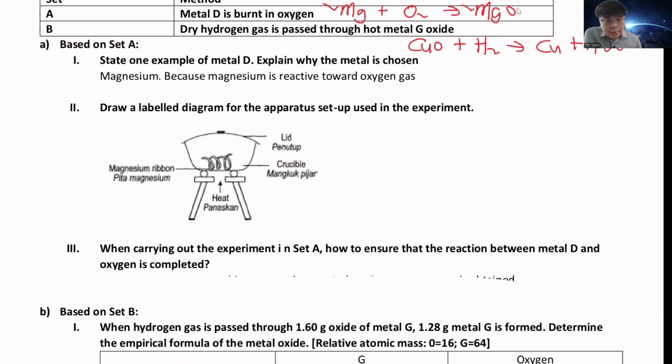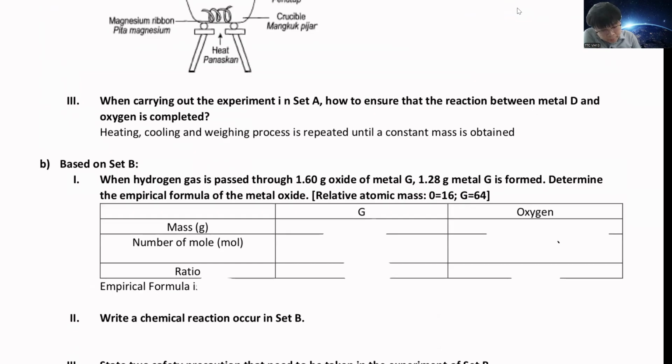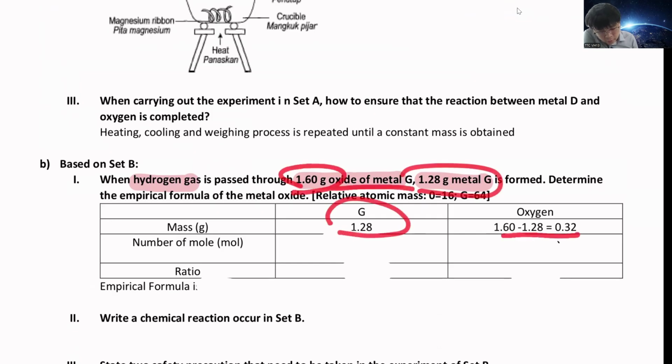So when carrying out the experiments, it asks how to ensure it reacts completely. So the heating, cooling, weighing process is repeated until a constant mass is obtained. Then hydrogen gas is passed through 1.6 g of G oxide. Then 1.28 g of G is formed. So you can put it here: 1.6 g, 1.28 g. That is G oxide, so you subtract to get your oxygen.